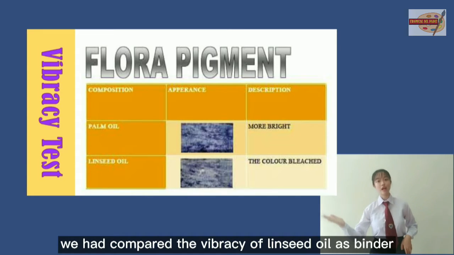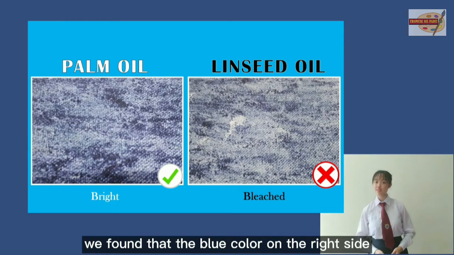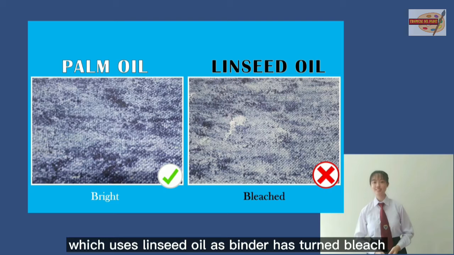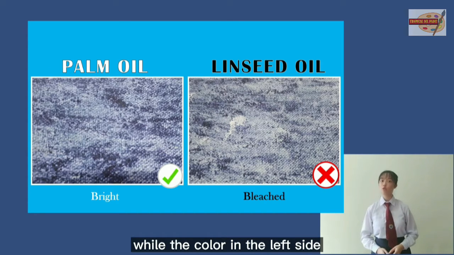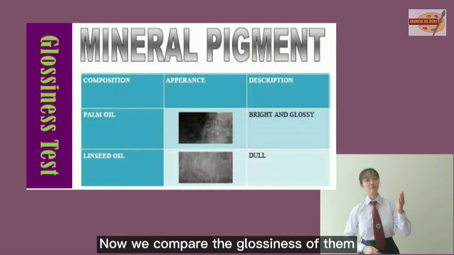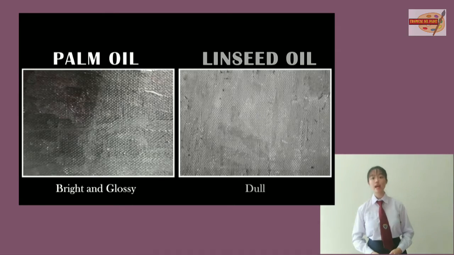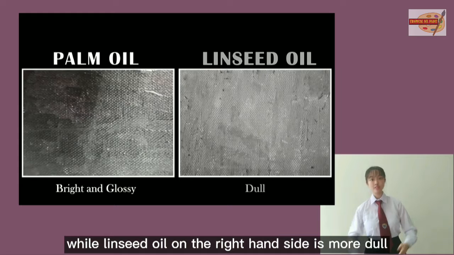Other than that, we had compared the vibrancy of linseed oil as binder with palm oil. Through this image, we found that the blue color on the right side, which uses linseed oil as binder, had turned bleached, while the color on the left side, which uses palm oil as binder, remained its vibrancy. Now, we compare the glossiness of them. The image on the left side, which uses palm oil as binder, appeared more glossy, while linseed oil on the right-hand side is more dull.